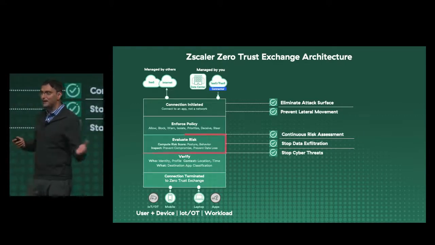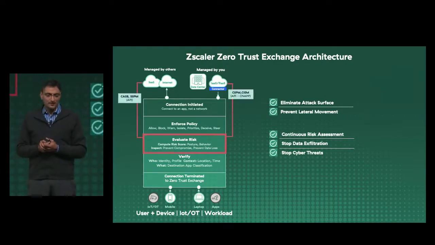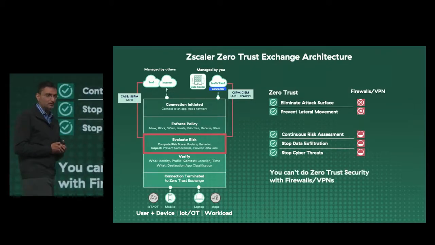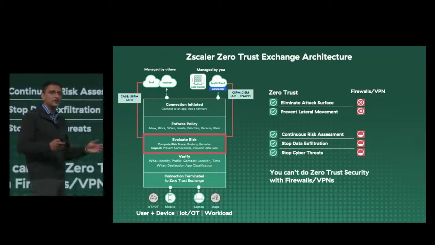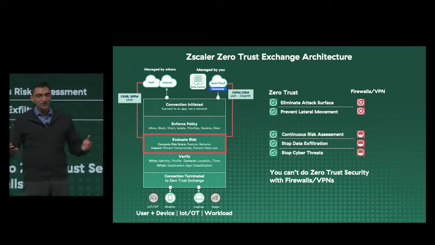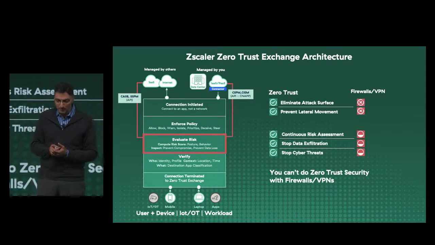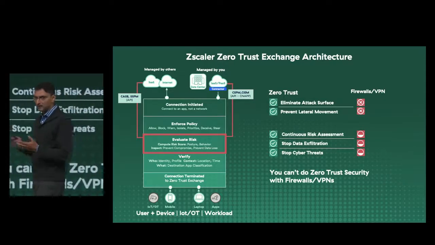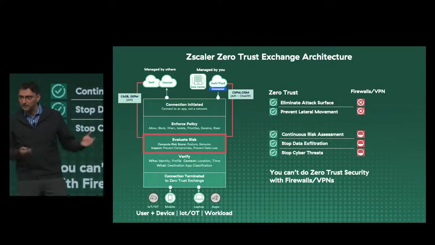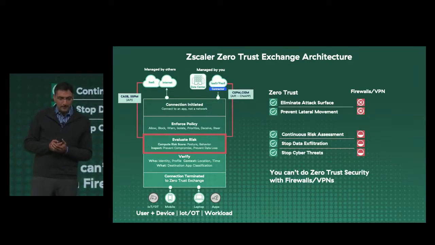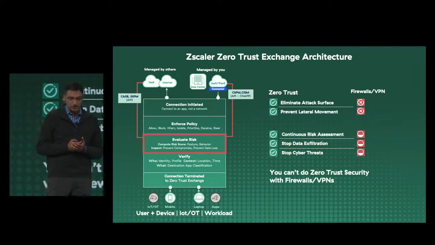Now, if you compare and contrast this with a traditional firewall, VPN-centric model, you can see that it just falls short in every dimension, right? Firewalls are actually expanding your attack surface, more points to exploit. They're really not preventing lateral movement because the internal networks are flat. And you can see some of the other challenges as well.